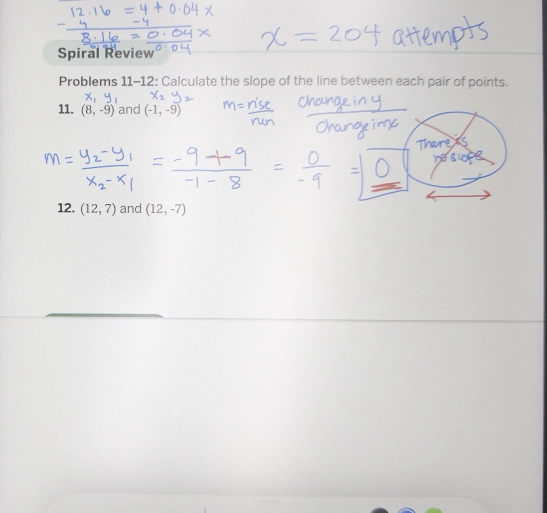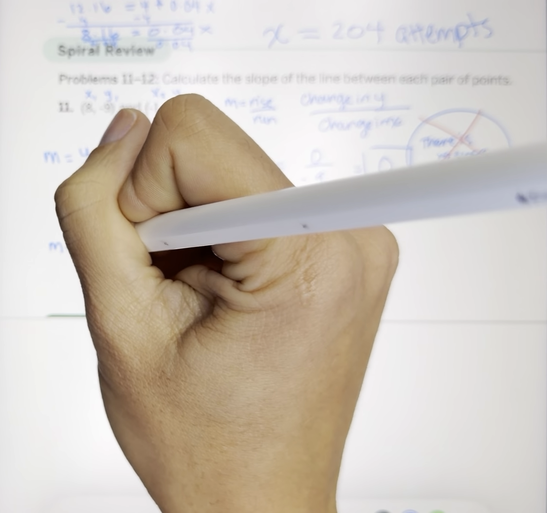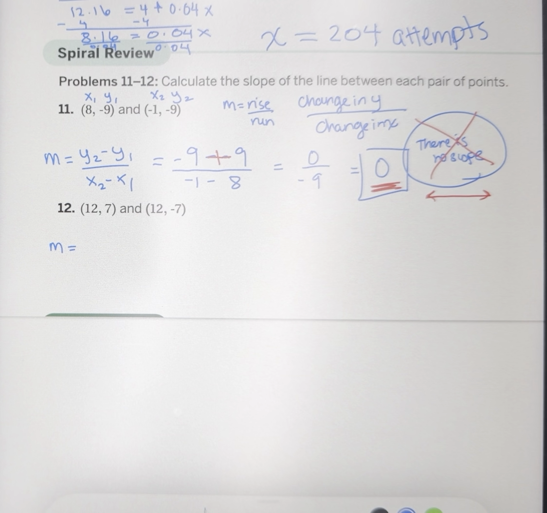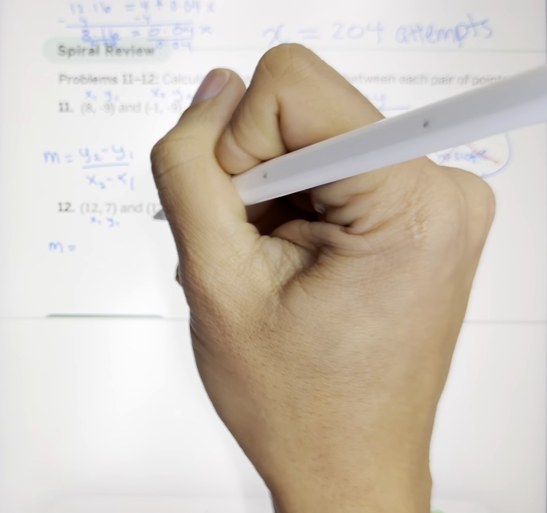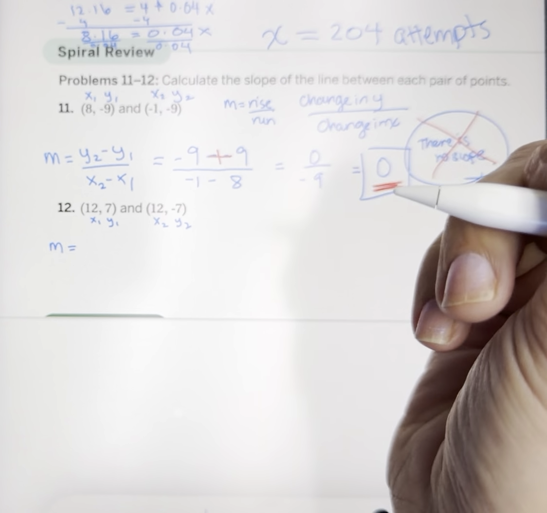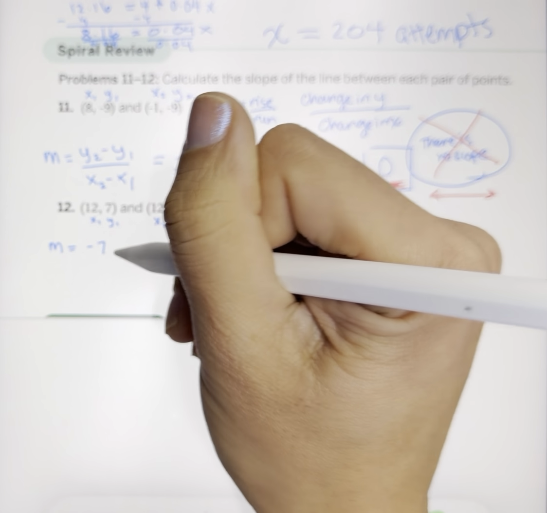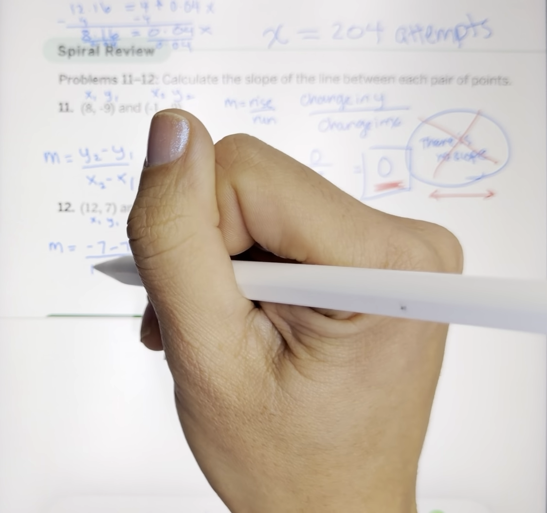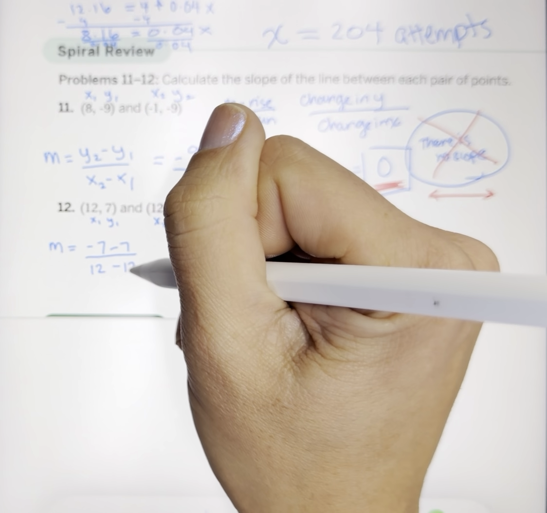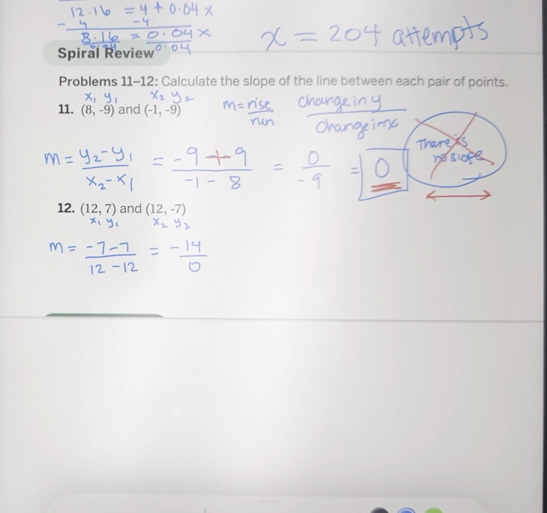Keep that in mind. And now let's look at number 12. Number 12, we can use the formula. We can use the change in y, change in x business, all right? But let's just do one of them. If I did y2 minus y1, I get -7 minus 7 divided by 12 minus 12. And now I get -14 divided by 0.